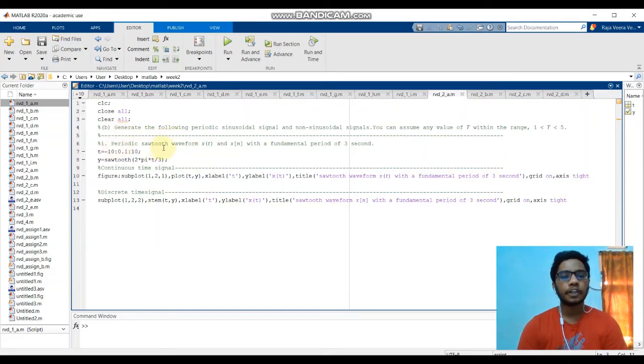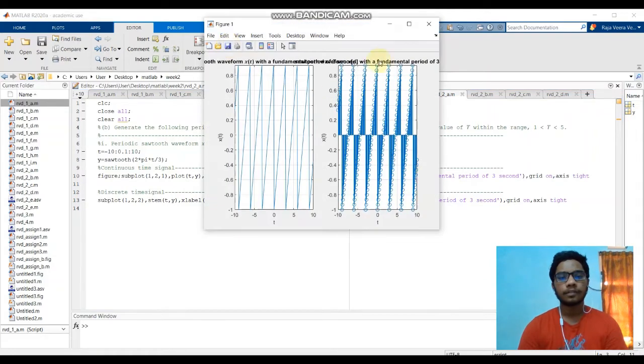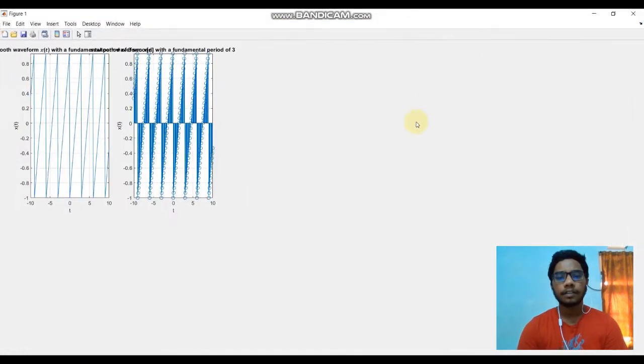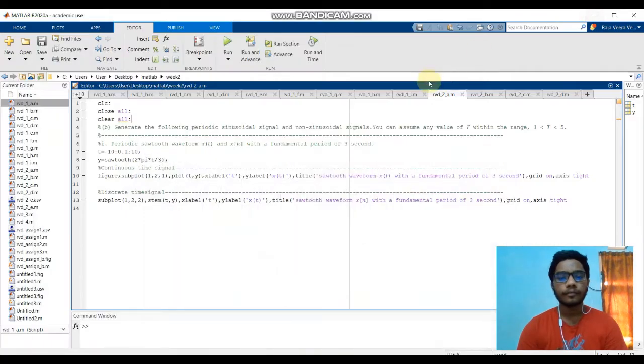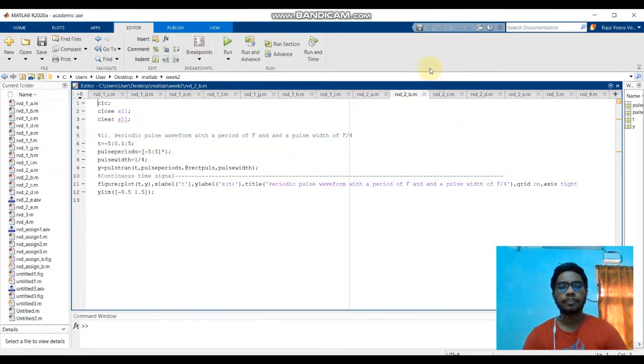The first one is the periodic sawtooth waveform in continuous and discrete. Sawtooth is a built-in function in MATLAB in the signal processing toolbox. When we run the code, this is a sawtooth waveform with time period 3, and this is a sawtooth waveform in discrete time interval. Moving on to the second part, we will be generating a periodic pulse waveform with a period of 4 seconds and a pulse width of 1 second.